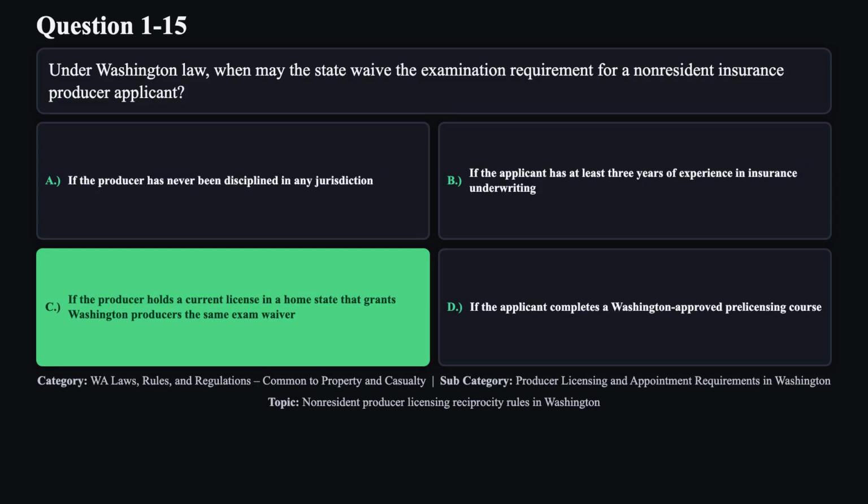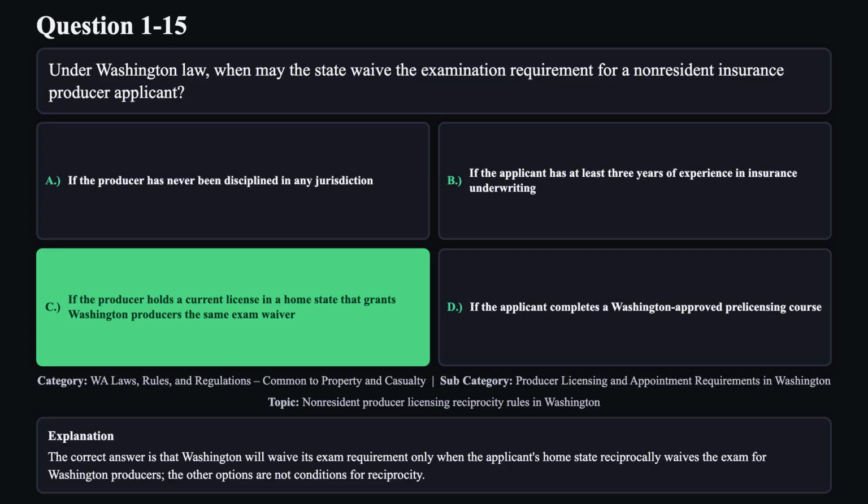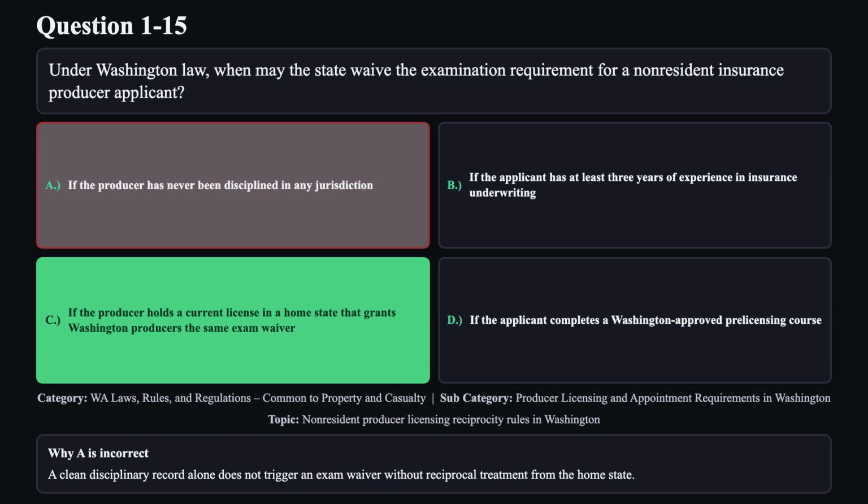The correct answer is C. The correct answer is that Washington will waive its exam requirement only when the applicant's home state reciprocally waives the exam for Washington producers. The other options are not conditions for reciprocity. Reason A is not correct. A clean disciplinary record alone does not trigger an exam waiver without reciprocal treatment from the home state.